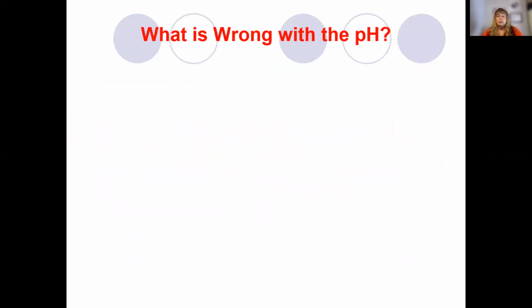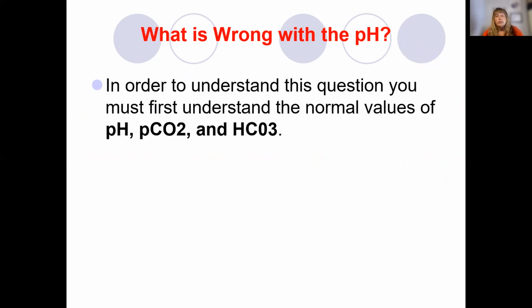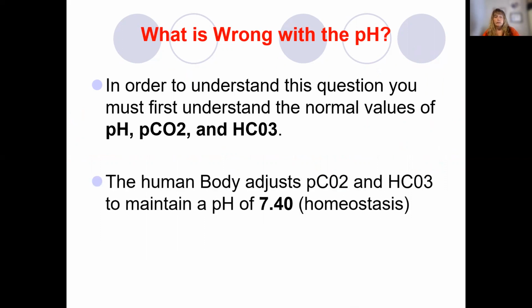So the first question that you have to ask yourself when looking at blood gases is what is wrong with the pH? If it's not 7.40, there is something wrong, even if it's in an acceptable range of 7.35 to 7.45. So in order to understand this question, you have to first understand all of the normal values of your pH, your PCO2, and your bicarbonate. And the human body adjusts the carbon dioxide levels and the bicarbonate levels to maintain the pH of 7.40 at all times. That's called homeostasis. That's what your body works for.